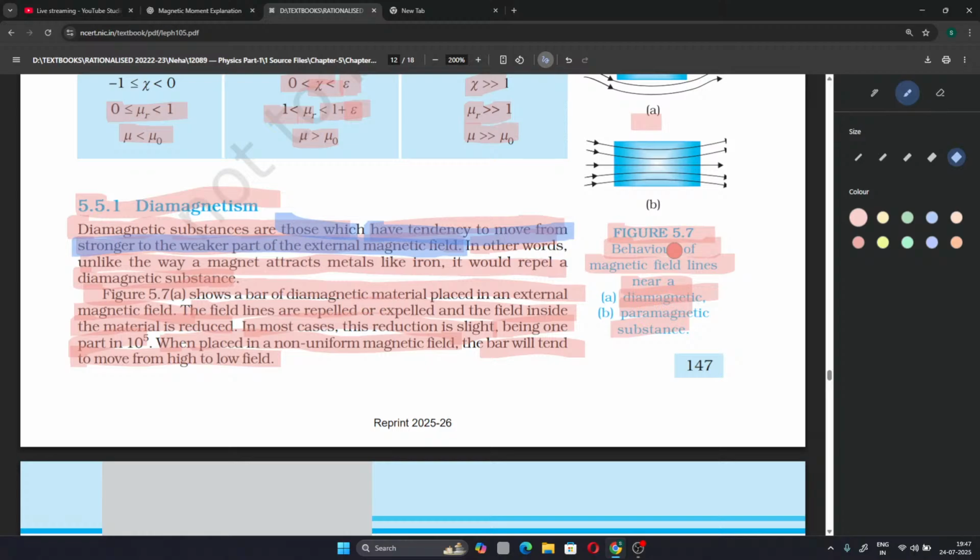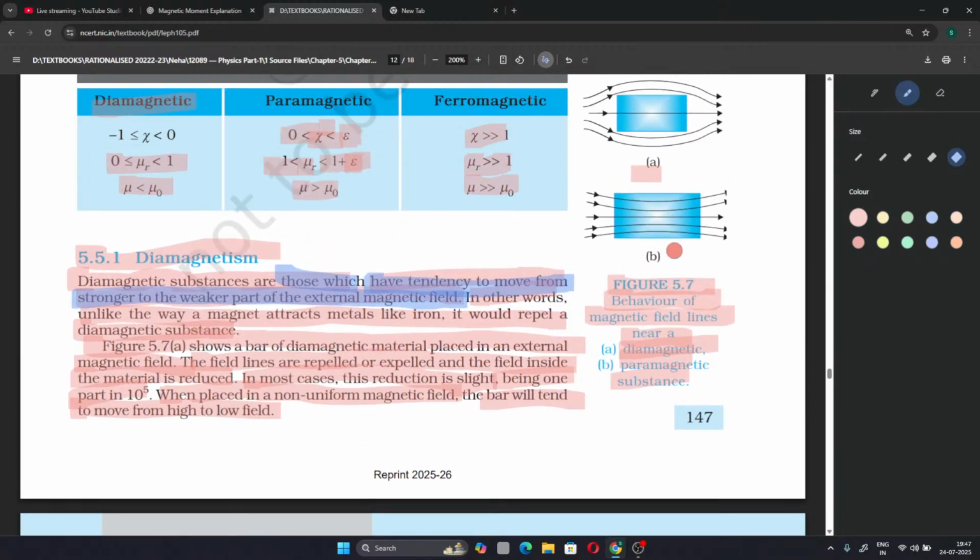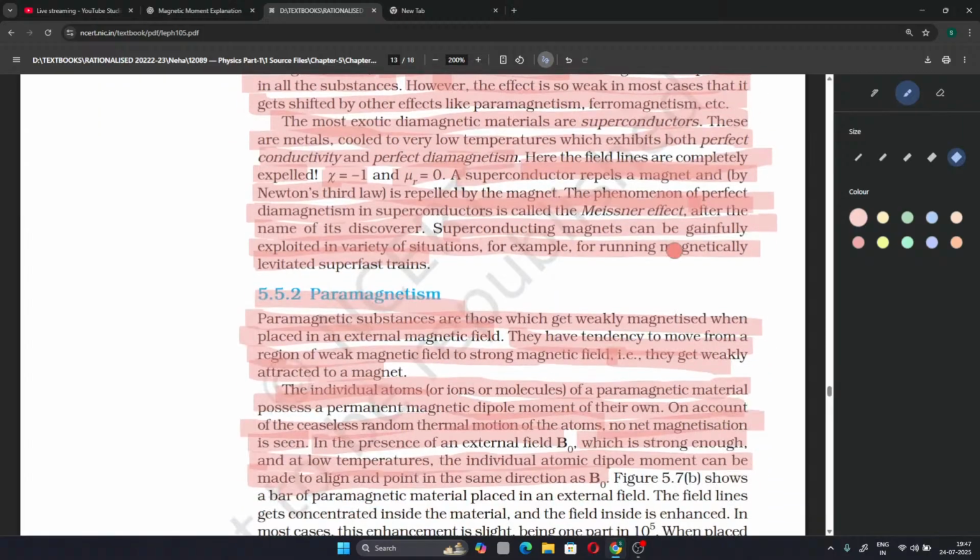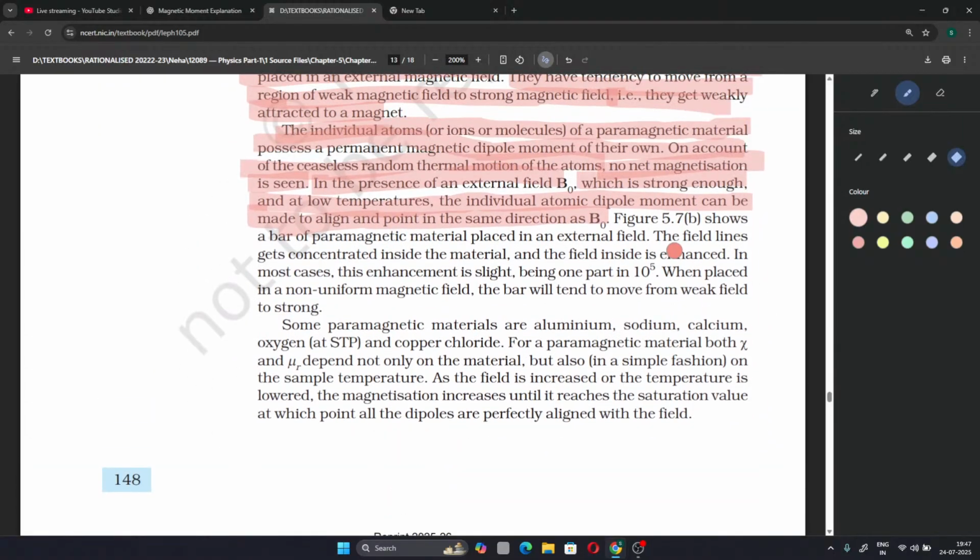In Figure 5.7b, this is the paramagnetic substance, where it's allowing the magnetic field lines inside, or it's increasing the magnetic field inside, basically. The individual atomic dipole moments can be made to align and point in the same direction as B naught. Figure 5.7b shows a bar of paramagnetic material placed in an external field. The field lines get concentrated inside the material and the field inside is enhanced. In most cases, the enhancement is slight, being 1 part in 10 power 5.